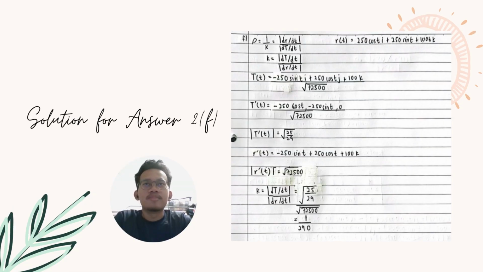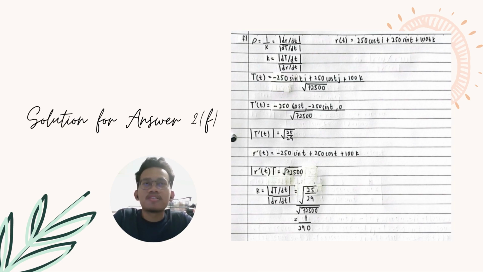So I will explain the solution for answer 2F. The question asks to evaluate the radius of curvature for the helical path. All the values we will get from the previous question, which is 2E. The radius of curvature formula is 1 over k equal to the magnitude of dr over dt over the magnitude of dT over dt. To get the k, we just flip it upside down.